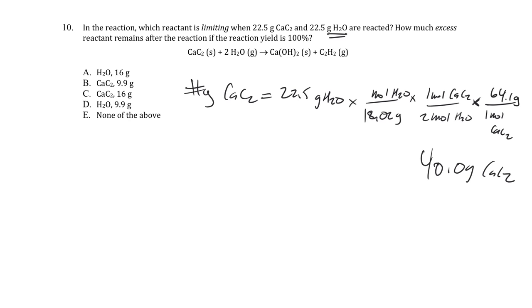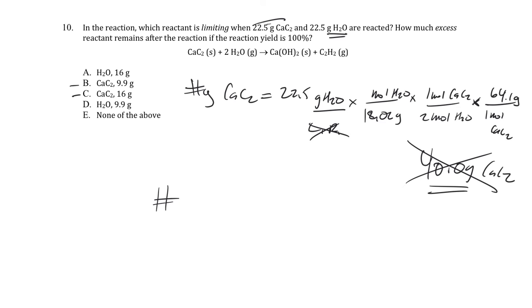Let me double check my thought process here real quick. Let me make sure. 22.5 divided by 18.02 divided by 2 times 64.1. Just double checking out. So 40 grams of calcium carbide. So this is too much. I've consumed more of the calcium carbide than I have available. So we can't do that. So water cannot be the limiting reactant. So calcium carbide has to be the limiting reactant.